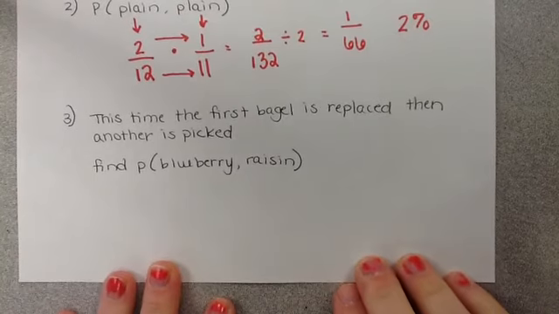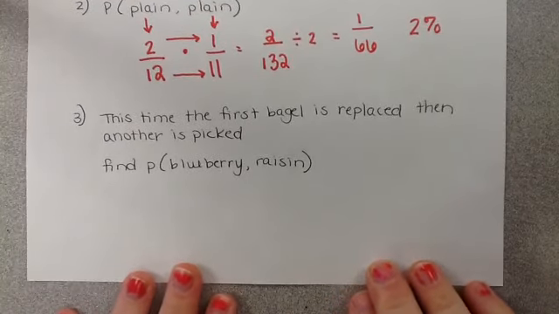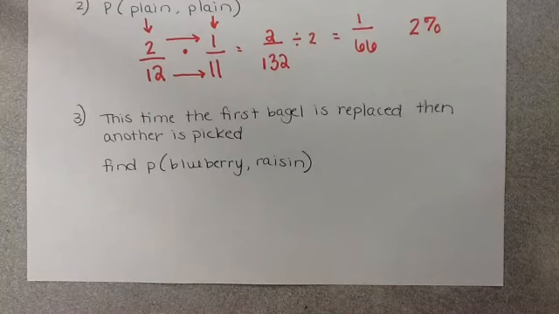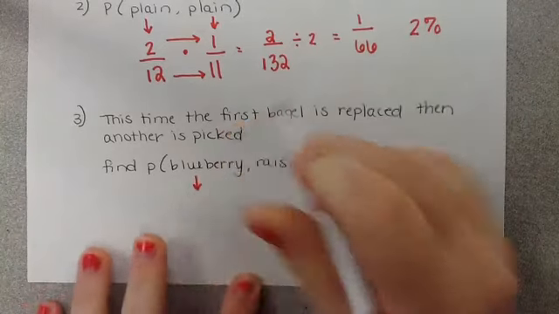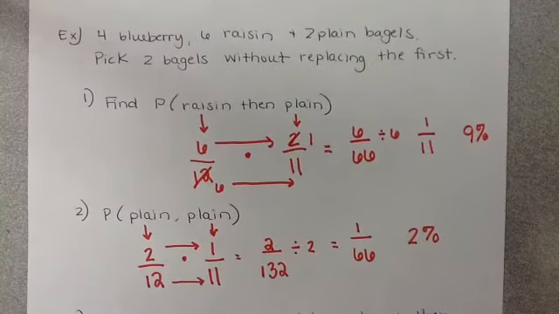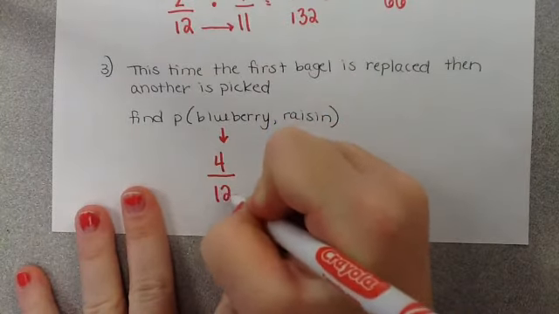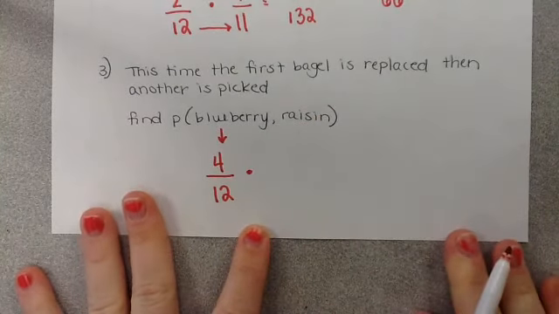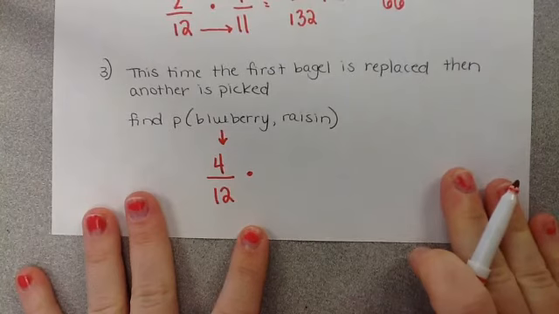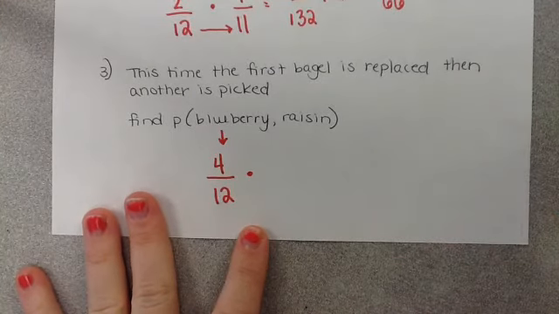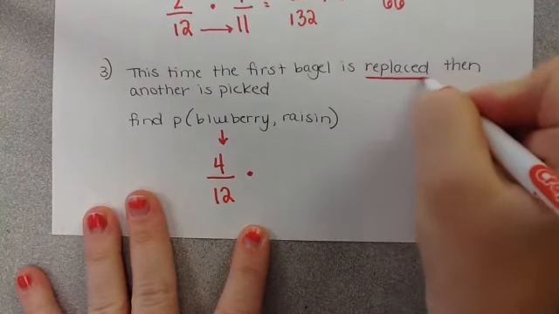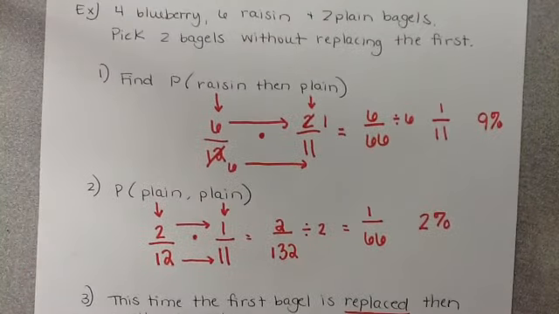See how this problem could look different. This time the first bagel is replaced, then another is picked. So I pick a bagel, put it back, pick another bagel. Find the probability that you pick a blueberry followed by a raisin. So blueberry, how many blueberry are there? 4 out of how many total? 12. So I pick it, put it back. Okay. Has the table of bagels changed at all? No, because this time I replaced it. Before, we did not replace it.